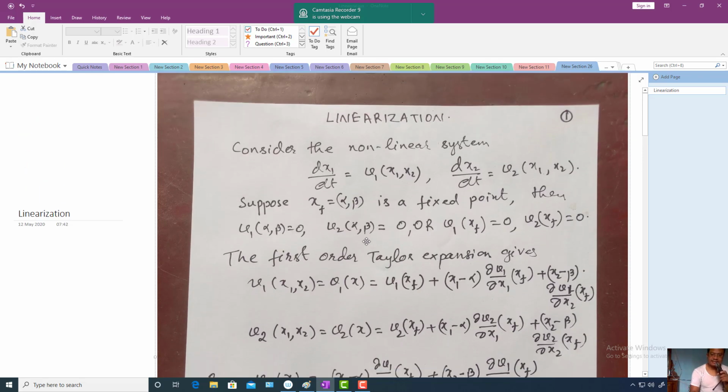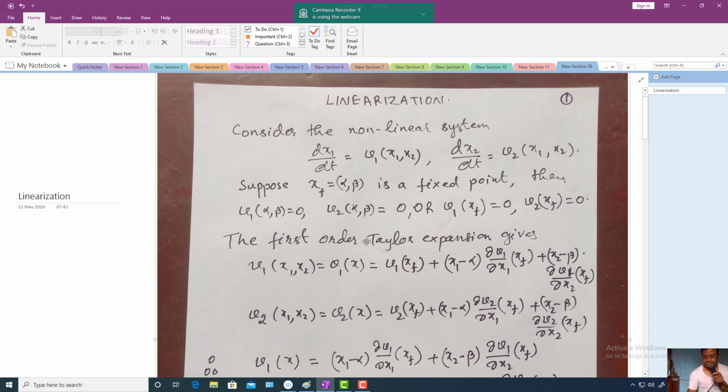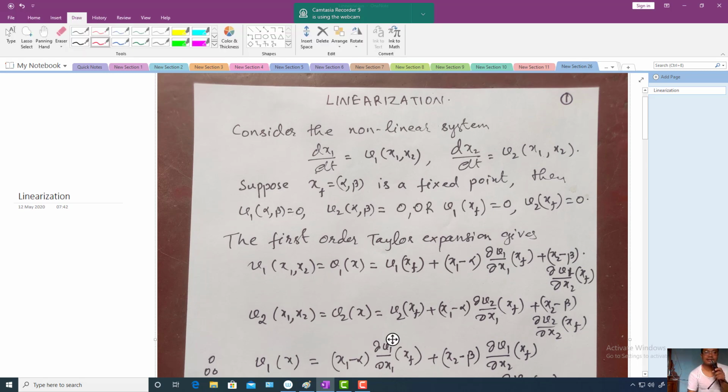So let us consider a nonlinear system. Yeah, let me sketch this one. So this is your nonlinear system, right? dx1/dt is equal to v1(x1, x2), dx2/dt is equal to v2(x1, x2). So this v1 is a function of x1, x2, so nonlinear terms are included here also, that is x1 square, x2 square, x1 x2, such types of terms are there. So that is why it is called a nonlinear system.